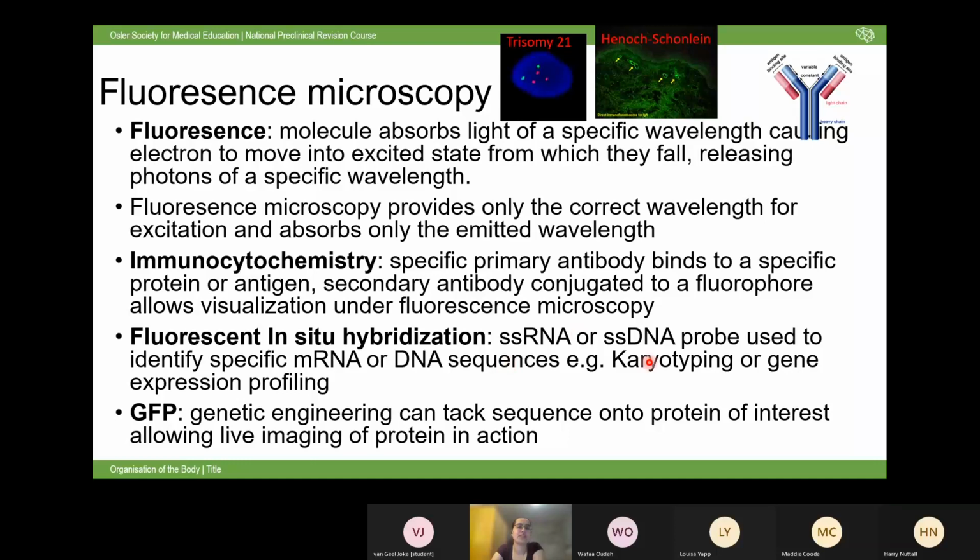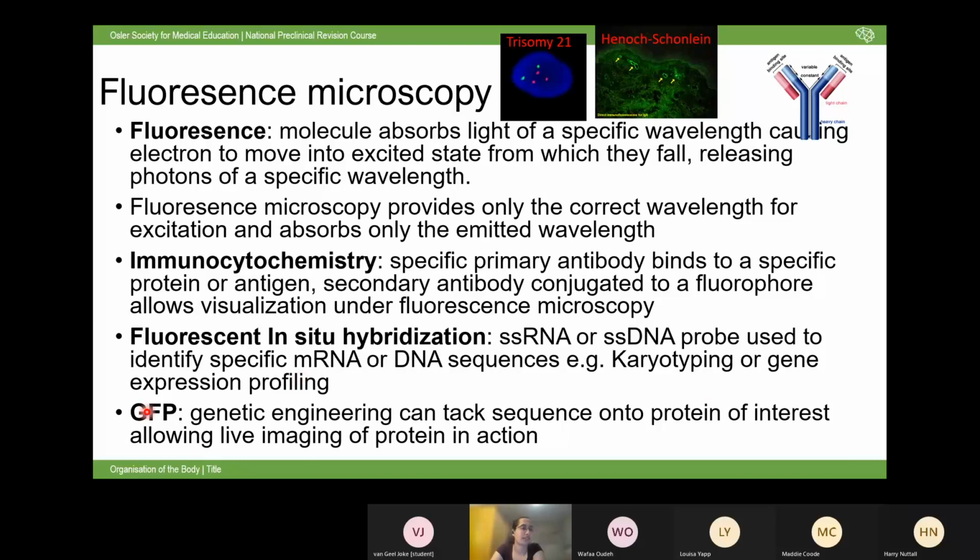Whereas fluorescence in situ hybridization is how we detect nucleic acids. And this can be used for karyotyping, which is when you look at the chromosomes. And that's an example of this here. Here, each of the red dots represents a chromosome 21. And here you can see this is a cell from someone with Down syndrome, because there's 3 rather than 2. It can also be used to look at messenger RNA, which allows us to look at what genes are being expressed and to what degree.